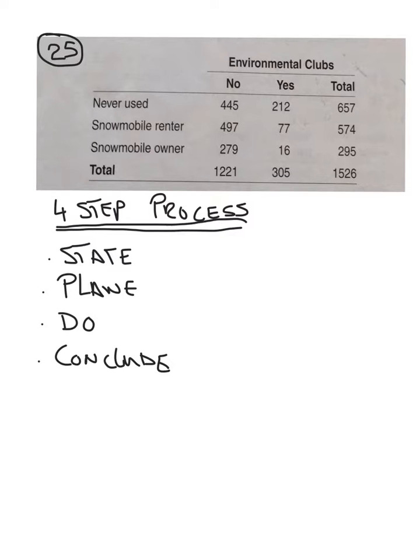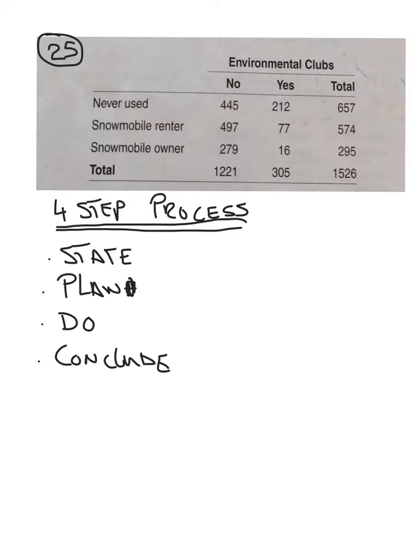Okay, so the plan is to, we're going to do, how about a conditional distribution. So we're going to take a look at, provided that these people are involved with an environmental club, what is their snowmobile usage? So we'll look at all these percentages. The do is, so we'll actually write that down. We'll say we're going to do a conditional distribution based on environmental group membership. And the do is, we actually do the thing, right? We show the data.